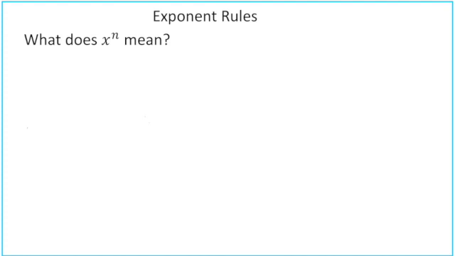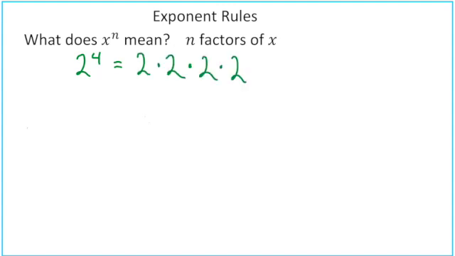So if you have x to the n power, the x is called your base, and the n is your exponent. And what x to the n means is that you have n factors of x. Let's take a look at it with a number. So 2 to the 4th power means you have 2 times 2 times 2 times 2. This one we'd simplify and say that it's equal to 16. Let's go ahead and take a look at some rules.